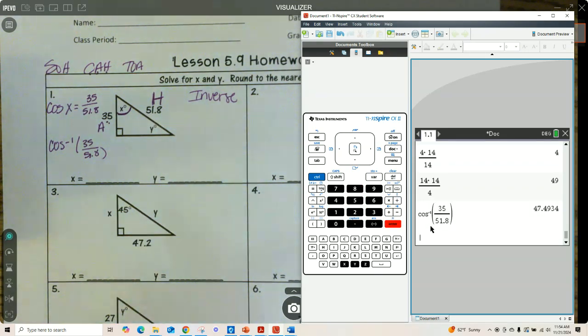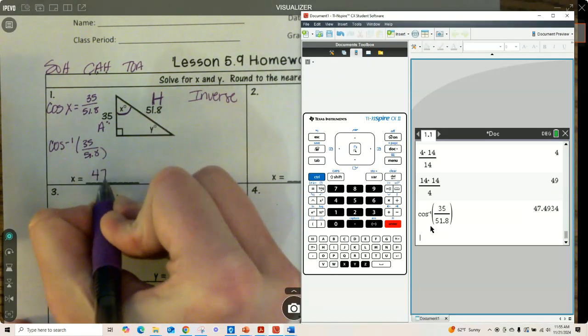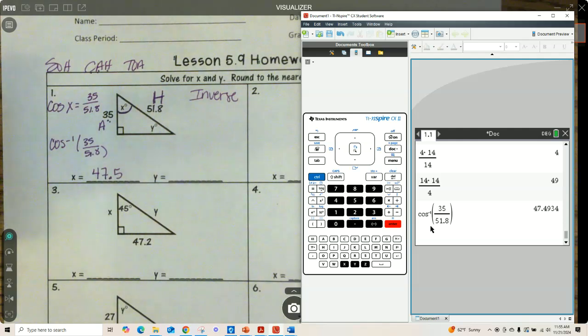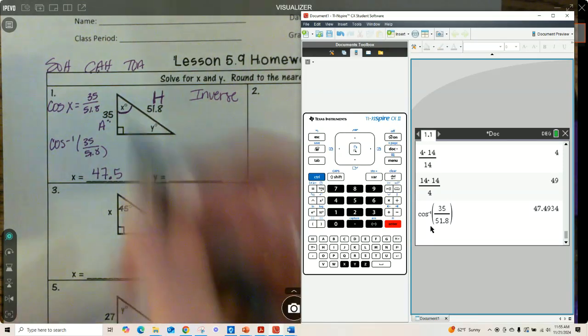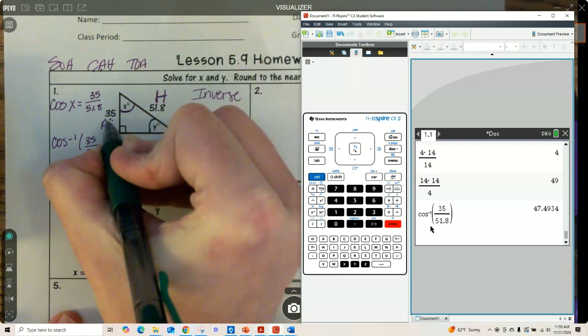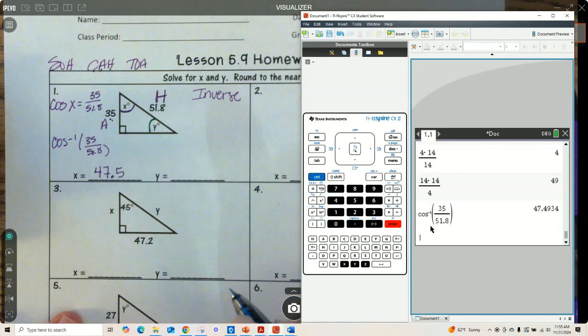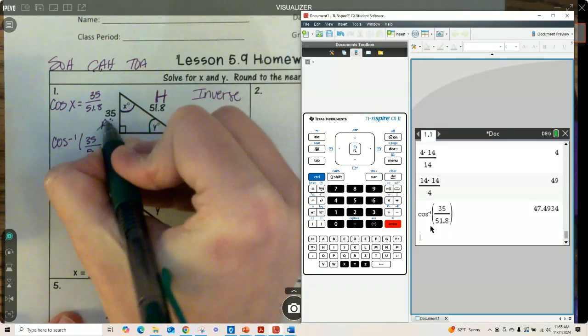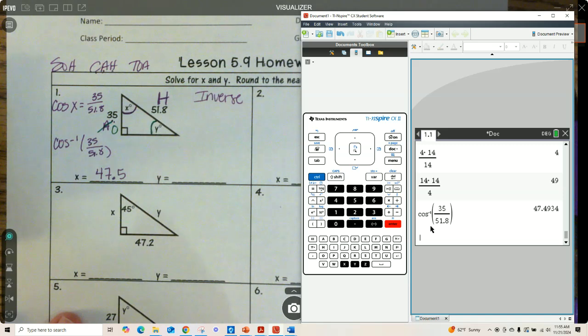And we're rounding to the nearest tenth? Yes. And we get, so 47.49 would round to 47.5. Okay. I'm going to switch colors here, hopefully where it'll show up, to do Y. So when we find angle Y, is this 35? Is that still an adjacent side? No. What is it now? Opposite. And then you're 51.